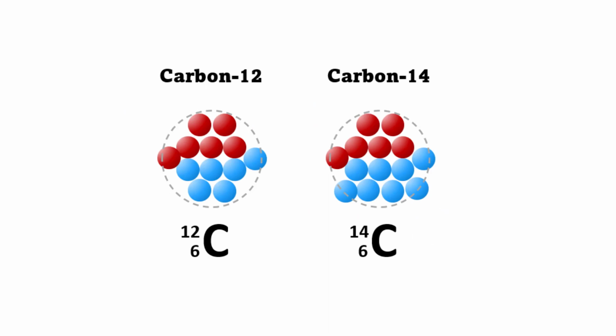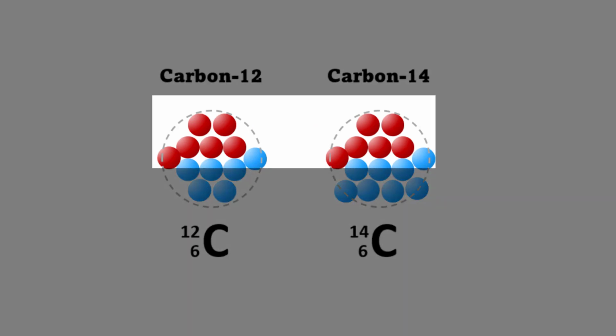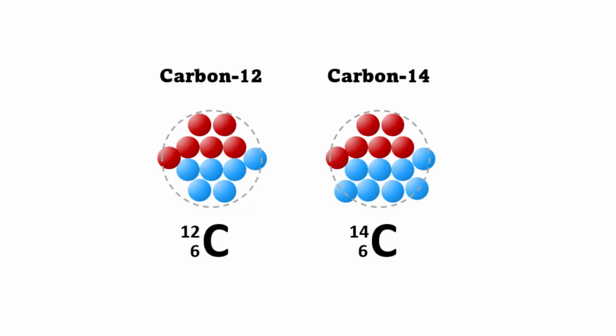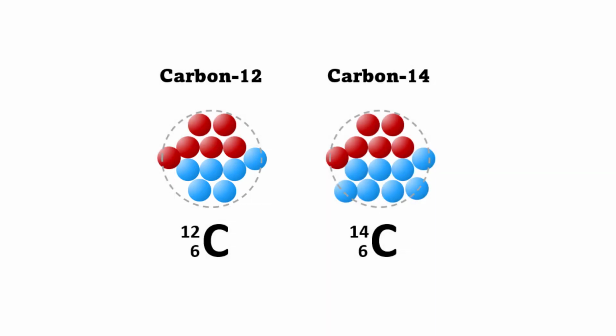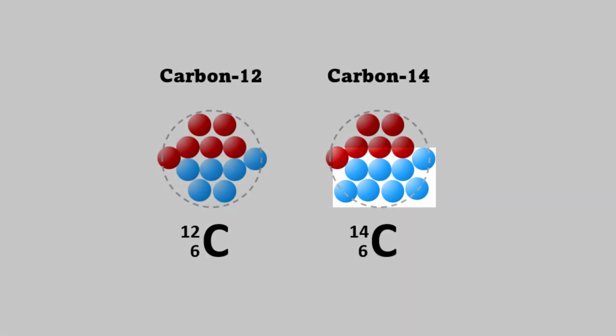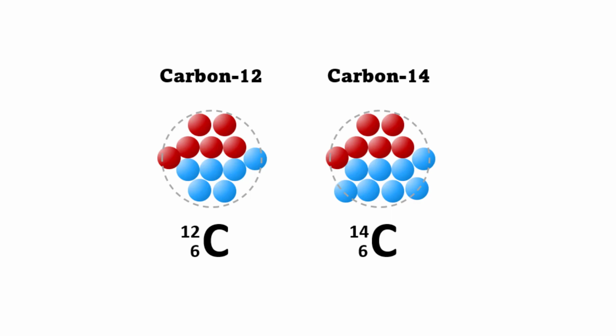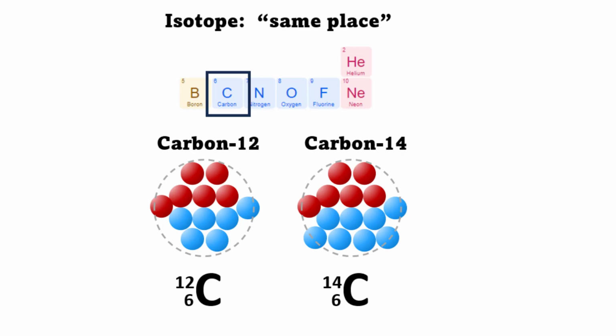Here are 2 carbon nucleuses. You can tell they're both carbon because they both have 6 protons, but they have different numbers of neutrons. One has 6 neutrons, giving it a mass number of 12. The other has 8 neutrons, giving it a mass number of 14. If you wanted to ask which variety of carbon nucleus we were talking about, you'd ask, which isotope of carbon are we talking about? Isotope means same place in the periodic table. They're both carbon, but they have different masses, so they're different isotopes.